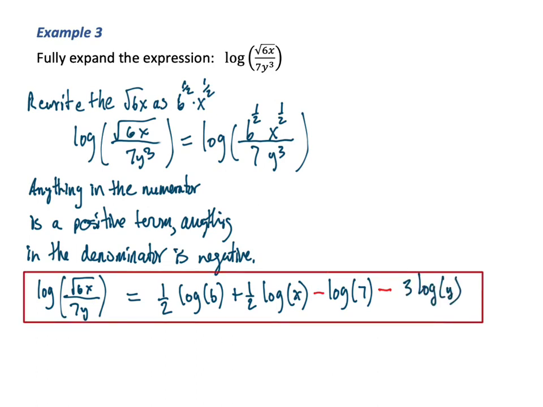So in one step, we know that these powers have to come down when we rewrite the expression, and also any term that is in the denominator, the 7 and the y, are going to be those subtracting terms there. So in one step, we can pretty much rewrite it as fully expanded form.